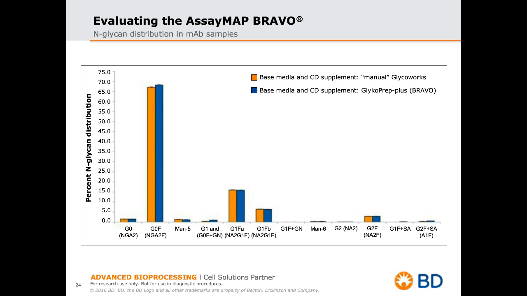And here on this slide, we have the results of the base media and CD supplement sample. Again, the data show a strong correlation between the two preparation methods. Taken together, the data show that we were able to achieve very similar results using the automated approach compared to our manual methodology. For both sample preparation methodologies, the percent RSD values obtained across all of the major glycan species were less than 5%.